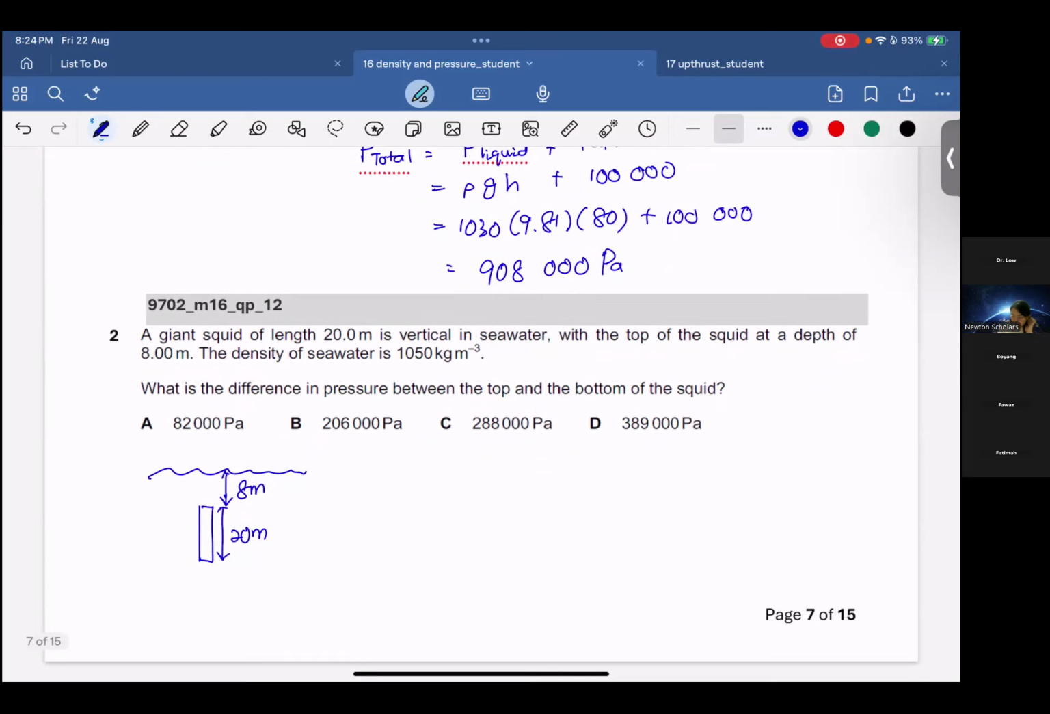I want to find the pressure at the top and the pressure at the bottom. Then find the difference. Pressure difference is the pressure at the bottom minus the pressure at the top.